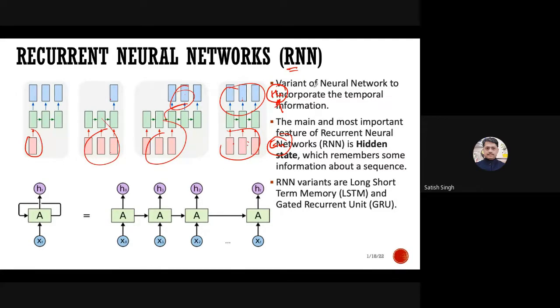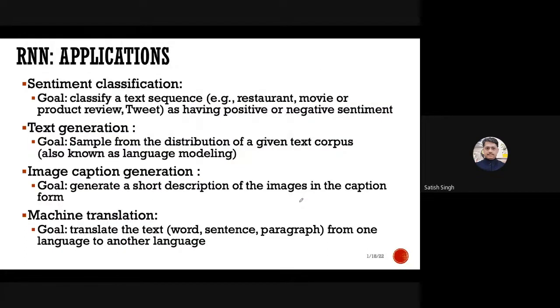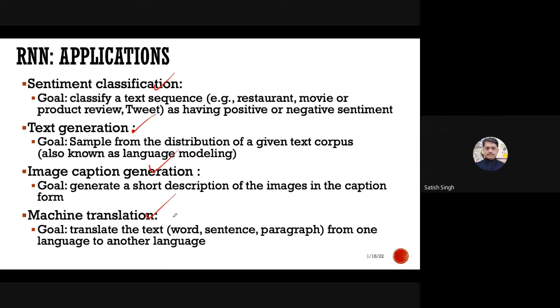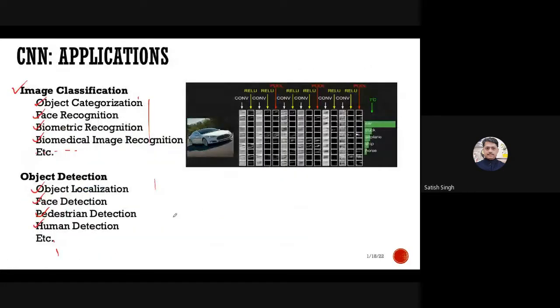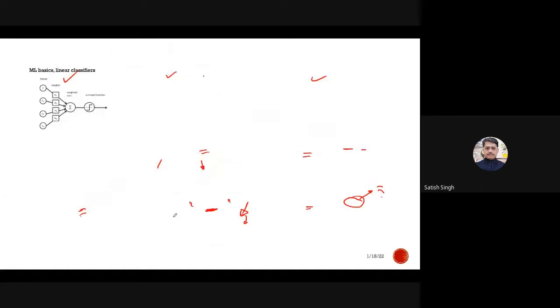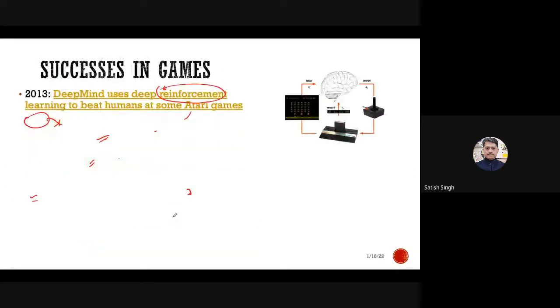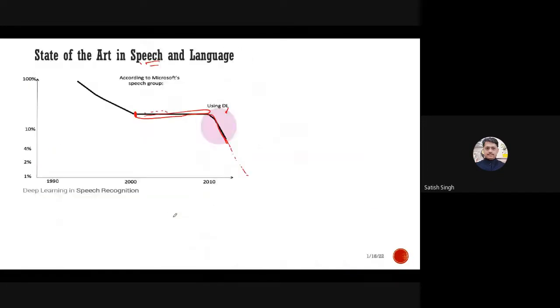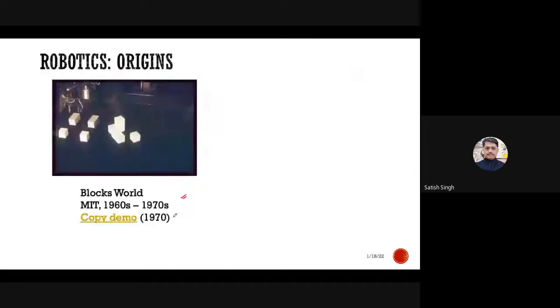For these kinds of applications, typical RNN architectures like LSTM or GRUs can be used. For sentiment classification, text generation, image captioning, and machine translation, RNNs can be used. So basically, these are all applications of deep learning in a variety of image and vision applications. I'm just closing the discussion now. If you have any queries, then we can discuss.